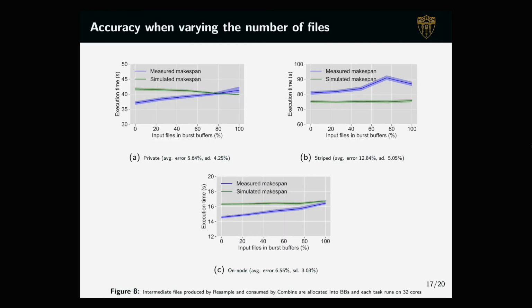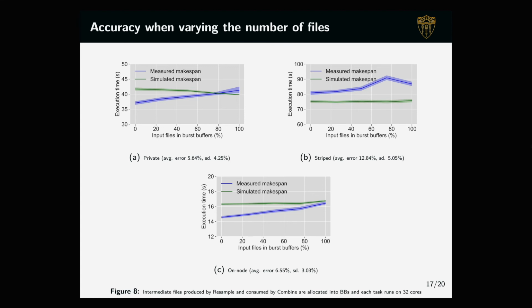Now I will present our simulation results that assess the accuracy of our simulator. The first result I'm going to talk about is the accuracy when varying the number of files in the burst buffer. In green you have the simulated makespan, in blue you have the measured makespan. On the x-axis you have the fraction of input files in the burst buffer, and on the y-axis you have the execution time as always.